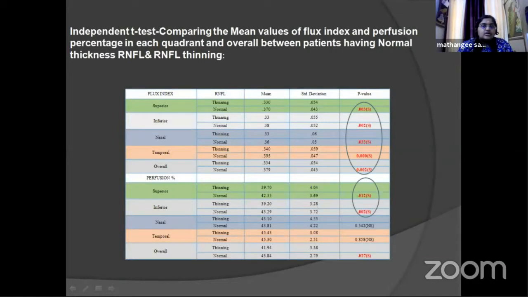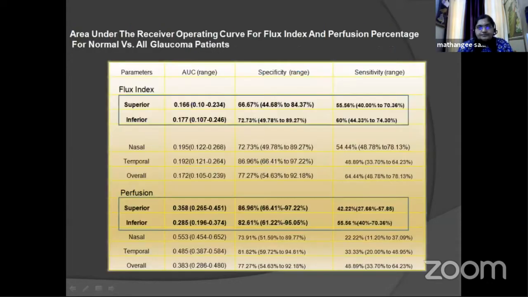The values were also compared with RNFL thinning. The RNFL thinning also correlated with the flux index and perfusion percentage. Flux index was reduced in all the patients who had thinning of RNFL, whereas perfusion percentage was reduced in superior inferior quadrant. This is a receiver operating curve showing increased sensitivity and specificity of the parameters in superior inferior quadrant for both flux index and perfusion percentage.